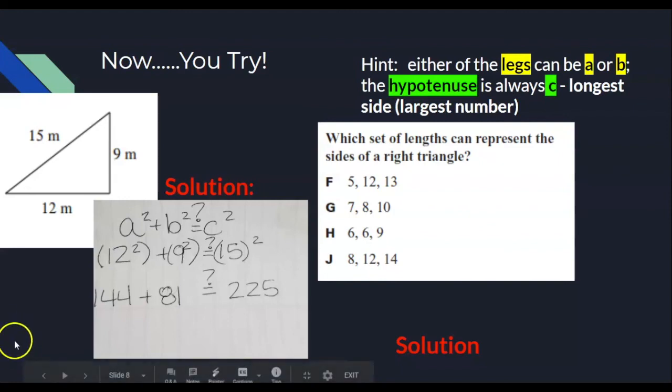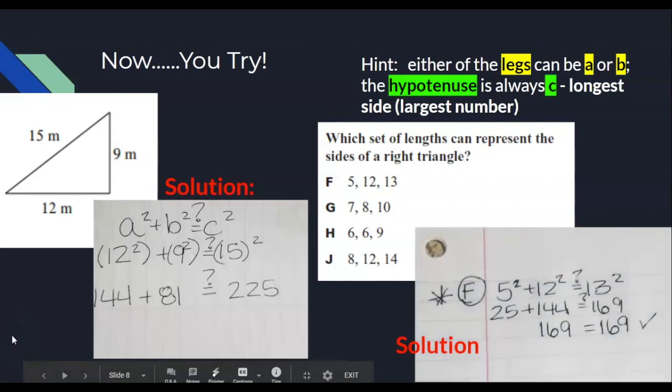Let's look at the next example. This is a multiple choice question where you have to figure out which sets of numbers form a right triangle. So I start with choice F. Choice F is 5, 12, and 13. I plug those numbers in. Both sides are equal, and so therefore F is the correct answer.